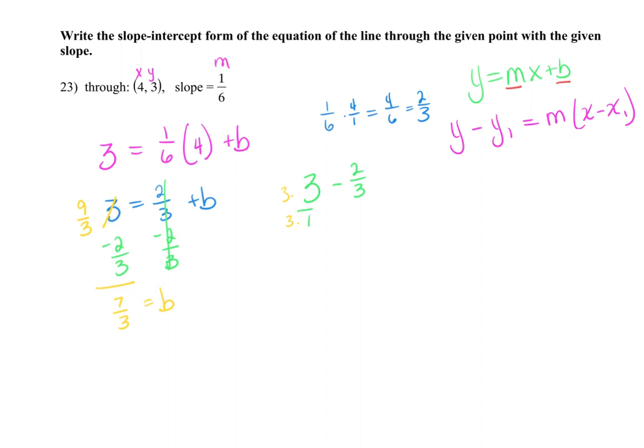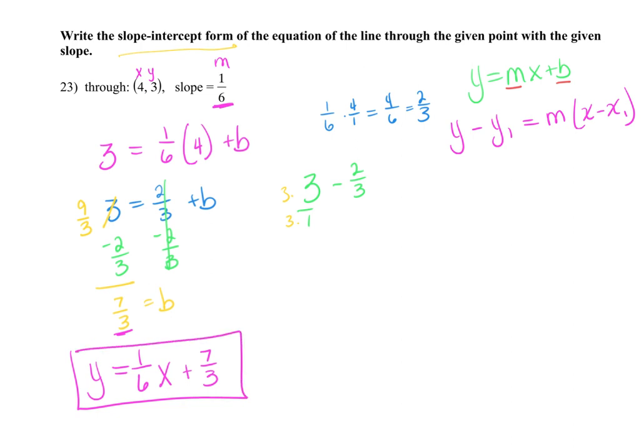I still need to write the slope-intercept form, which means I need to write y equals m. They gave that to me, 1/6 x plus my b, which I just solved for, 7/3. All right? That is the first way to do it, using slope-intercept. You may also use point slope. Some of you preferred that, it looked like, on your quizzes.